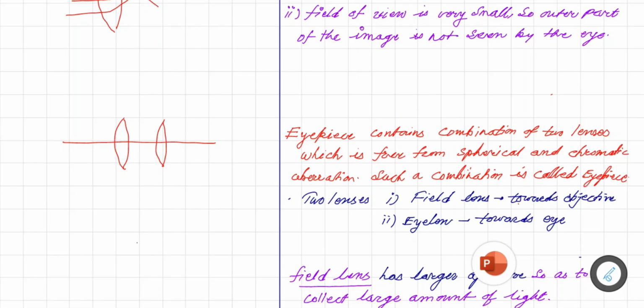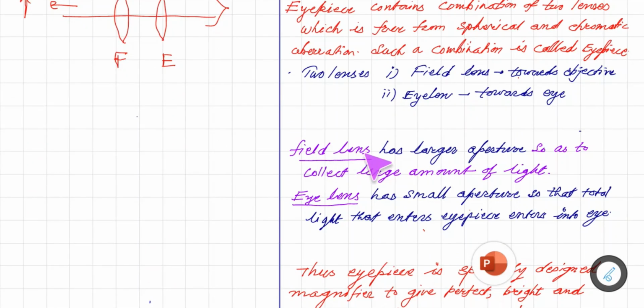Now the roles of these lenses are different. One is the field lens and another one is the eye lens. So the field lens is towards the objective. To this side we have the object which is to be observed through the eyepiece. And the eye lens is towards the eye, and the observer is on this side. So these are the things in an eyepiece.